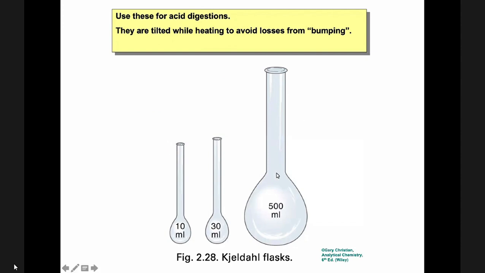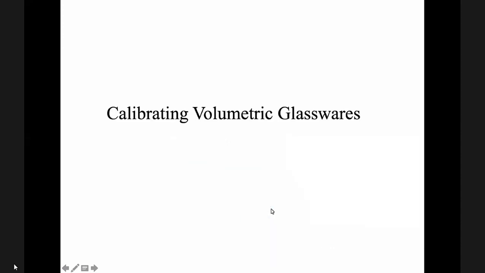Next, we have the Kjeldahl flasks. These are used for acid digestions, and these are tilted while heating to avoid losses from bumping. So, ginatilt na siya during heating. So, here 10, 30, 500 ml, mine's 250 ml. So, these are Kjeldahl flasks.